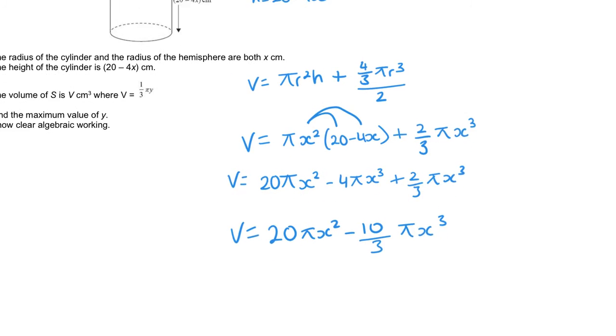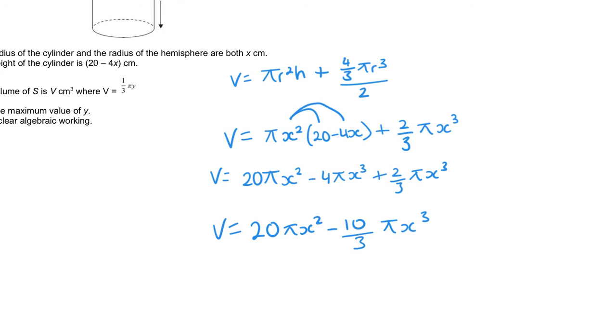So now what I need to do is put it back into the form V equals a third pi lots of something. So I need to factorise this. If I take a pi from both sides, everyone's happy? Now, if I take a third out, a third times what equals 20? 60. Yeah. So this becomes 60x squared.